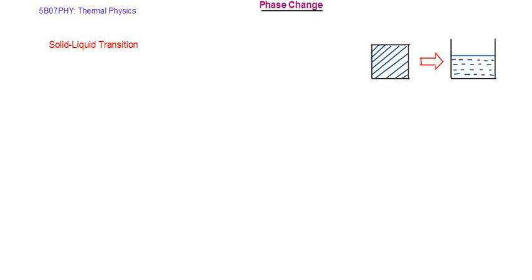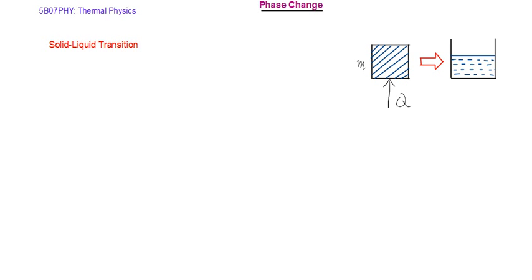Let me consider the solid to liquid transition first. So let's say that I have got a certain amount of substance in the solid phase. So what I'm doing is that I'm adding some heat to it. Let me add say Q amount of heat to the solid sample. Let me say the mass of the sample be M. So what happens is that the solid starts getting converted into liquid, like ice is getting converted into liquid water.